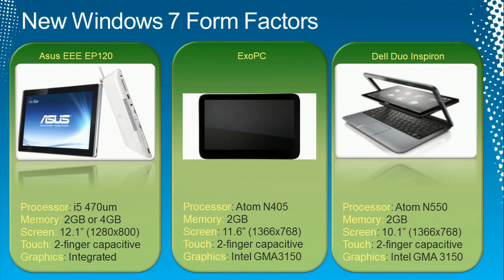So a traditional laptop class PC. So it's actually really nice. It runs Windows really well, and the touch experience is pretty good on it. And then as we move to the right on the slide, we've got the XOPC, very similar as well. It's a little lower class processor. And then finally the Dell Duo, which I have here. I've got one of those.